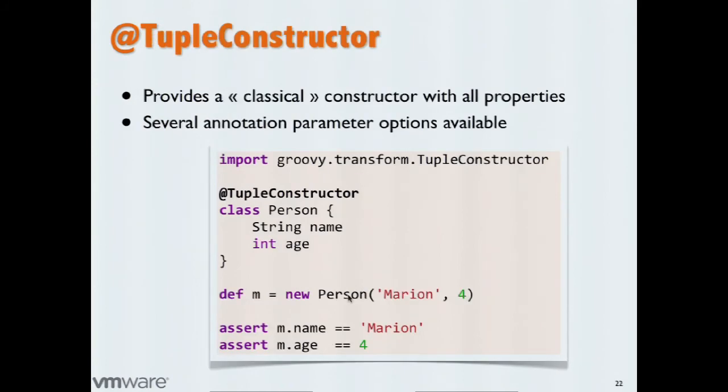TupleConstructor, that's creating the usual constructor with the different parameters. So I can use a name and age, and it's creating the Person(String name, int age) constructor. And yeah, that's all I wanted to say about it.